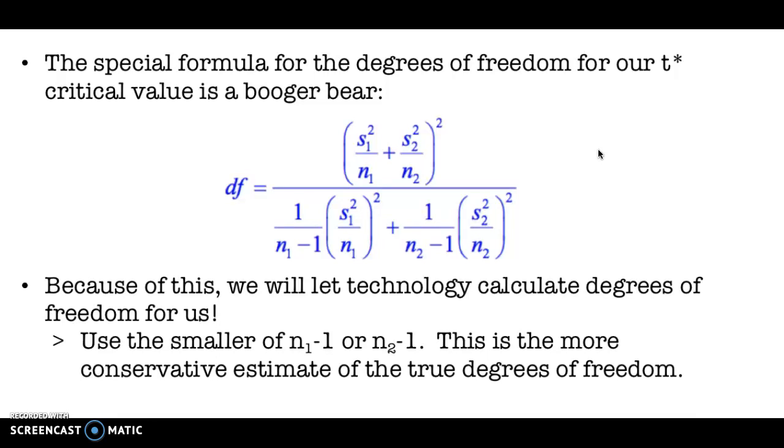So because of this, we'll let technology calculate degrees of freedom for us. There's no sense in memorizing this formula. Please do not memorize it. The calculator will do it for you. And always we want to use the smaller of the n1 minus 1 or n2 minus 1. This is a more conservative estimate of the true degrees of freedom. So always use the smaller sample size for your degrees of freedom. So since we're comparing two groups.